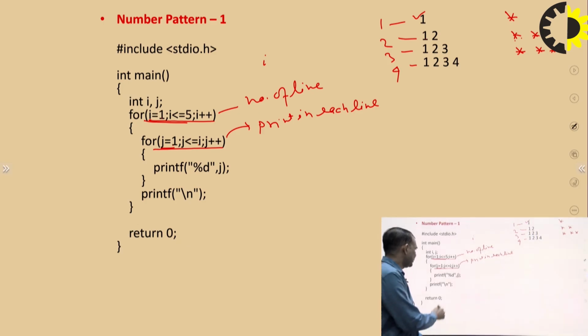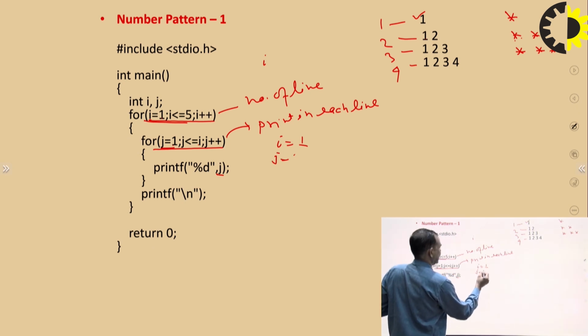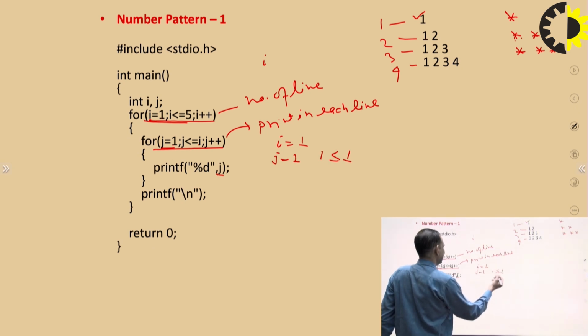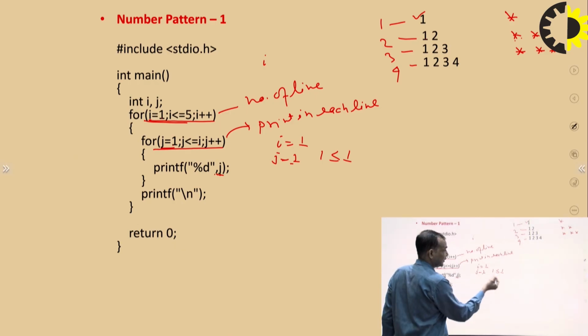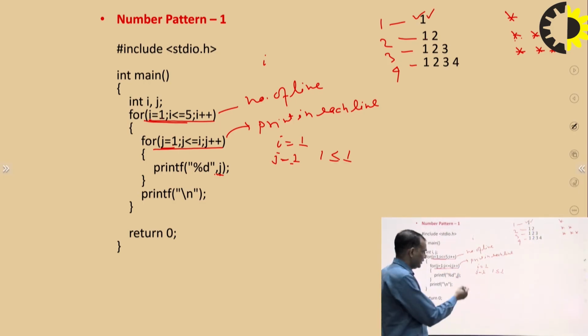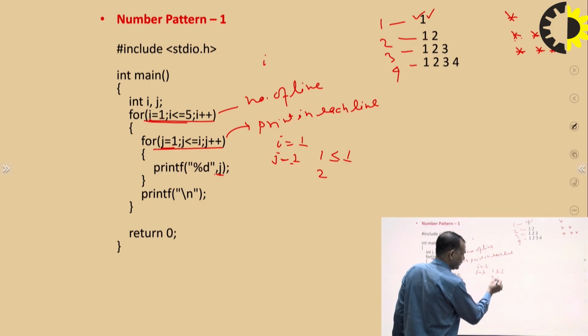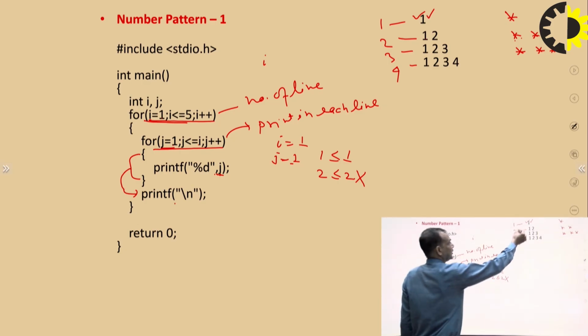So here we have to apply j. If i equal to 1, it will go to the inner loop, j equal to 1, 1 is less than or equal to 1, condition true, it will print j. And the value of j is 1, so it will print 1. Now j increases to 2, 2 is less than or equal to 1, condition false, it will not print anything, it will come outside this block and go to the next line.